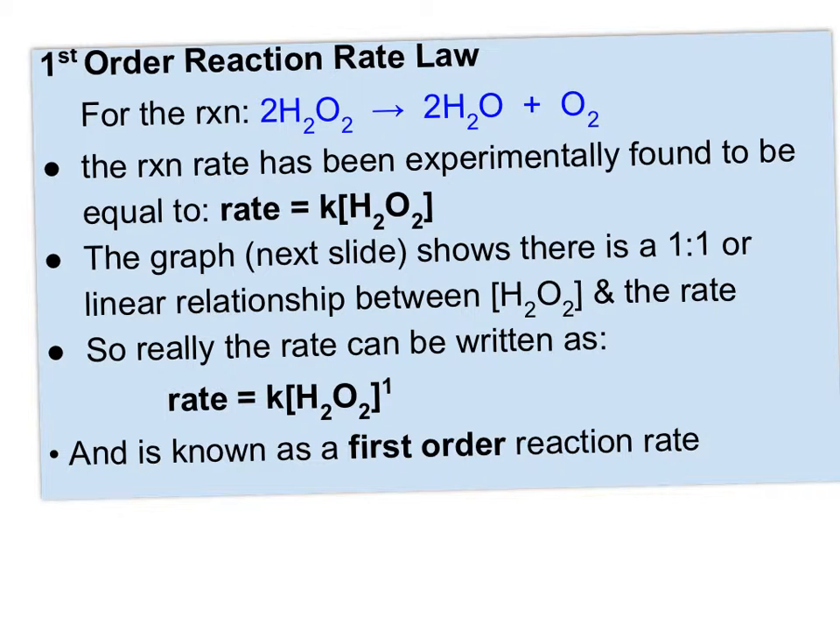So really we can think of the rate as the rate constant times the concentration of peroxide to the first power. But there's no need to write that one, since it has no effect on the numerical value. But that's why this would be known as a first order reaction rate.